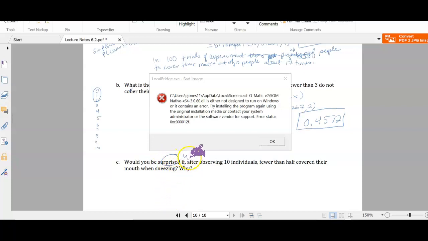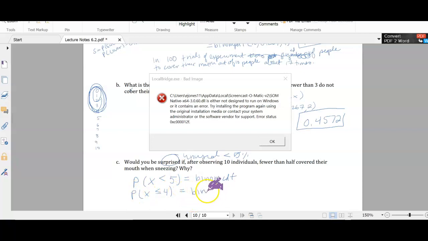Okay, so to be surprised, that would be that it would be unusual. And to be unusual, you have to be less than 5%. So if after observing 10 individuals, fewer than half covered it, so a probability that X is less than 5, if you go through and do this, you're going to get the binomial CDF, but it's going to be the binomial CDF of, remember, fewer than 5, so it's going to be the probability that X is less than or equal to 4.